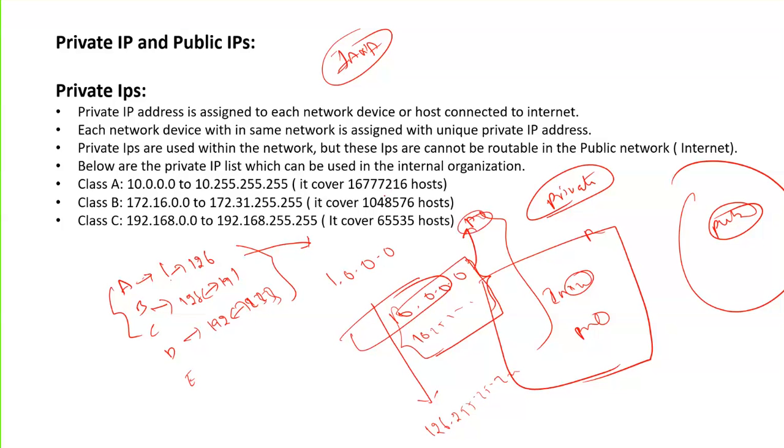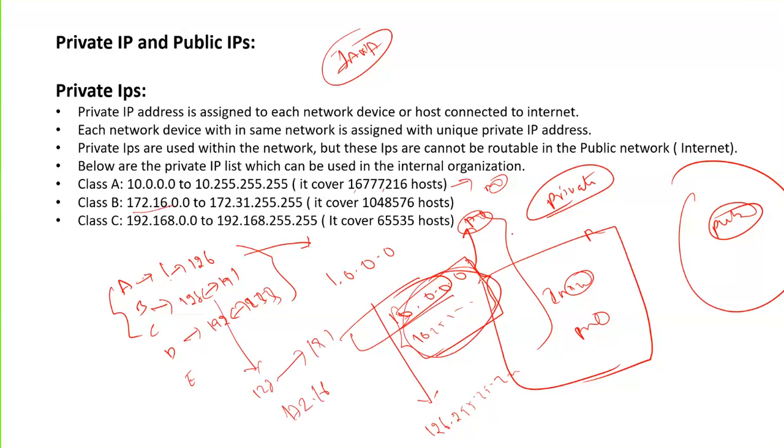So it covers this many IP addresses, almost 1 crore of IP addresses from private addresses. So these are the private addresses we are having. From class A they took this 10 series as a private IP. And from class B, which starts from 128 to 191, they took 172.16.